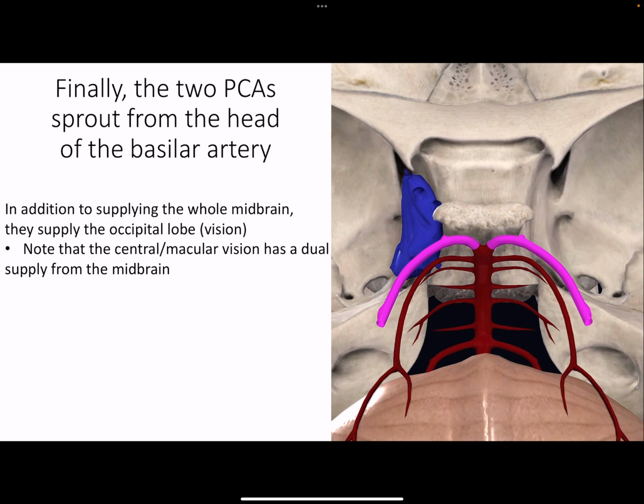All right, so now at the end of the basilar artery, we're going to have the PCAs, posterior cerebral arteries, branching off. These are going to supply the occipital lobe, which is important for vision. They're also going to supply the midbrain, the entire midbrain, the medial and the lateral aspect.